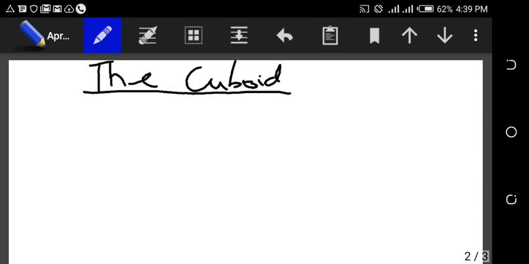So we have the cuboid. Let's look at the cuboid. Now the cuboid, let's first of all make the drawing of what a cuboid looks like. If you want to talk about shapes that are like your cuboid, that would be your carton, your matchstick, the box, and so many other things that you have around you.